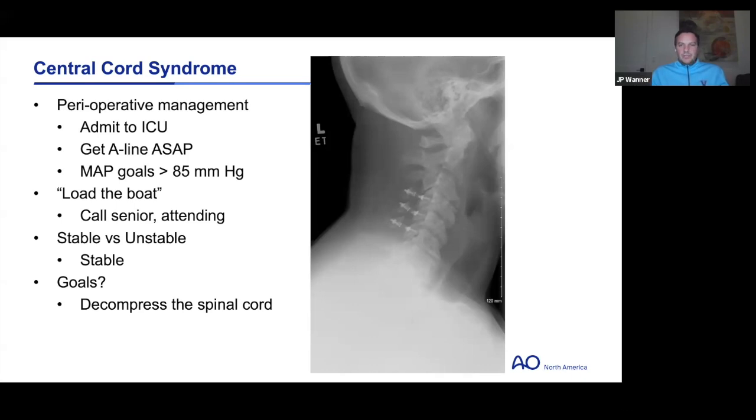Steroids are controversial and not something we'll probably dive into in this component, but you want to treat this as an incomplete spinal cord injury. Sometimes these patients do improve, and so if they're rapidly improving over an hour or so, you can kind of watch these injuries. But if they're not really improving, especially if they're worsening over time, the goal is to get the pressure off the spinal cord.